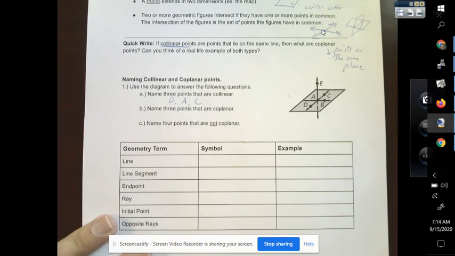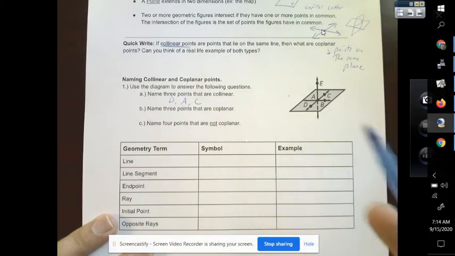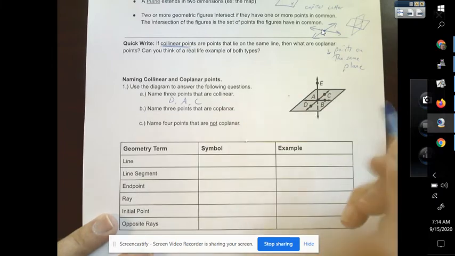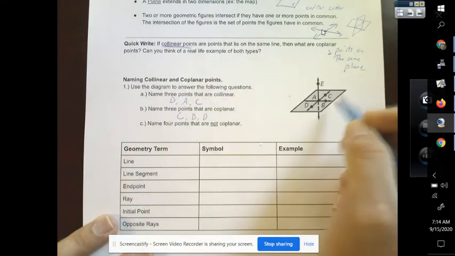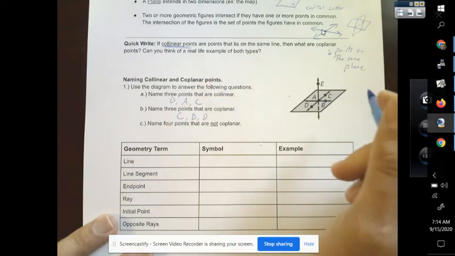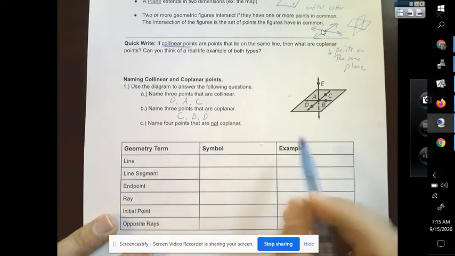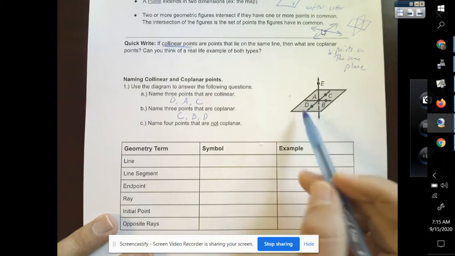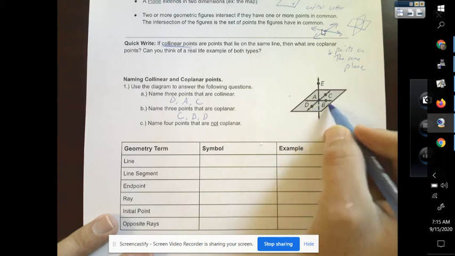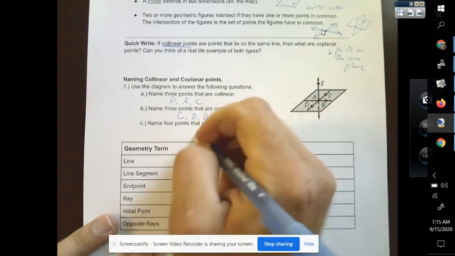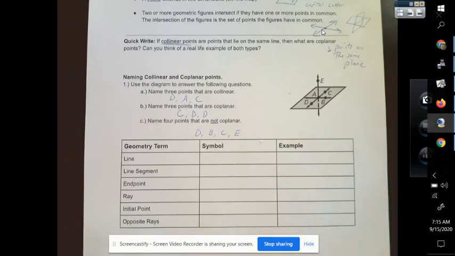Name three points that are coplanar. So three points that are inside that box. There's four of them, so just pick any three you'd like. I'm going to go with CBD. Or BAC or BAD or whatever you'd like. Name four points that are not coplanar. Well, there's four points on here. Pick any three of them, and then the fourth one's up there chilling. So I'm going to say points D, B, C, and E, because that point's way up top.